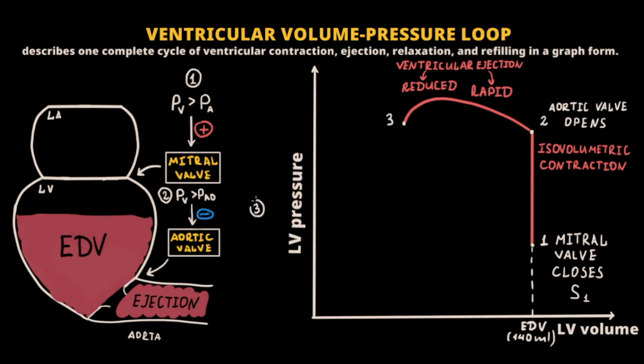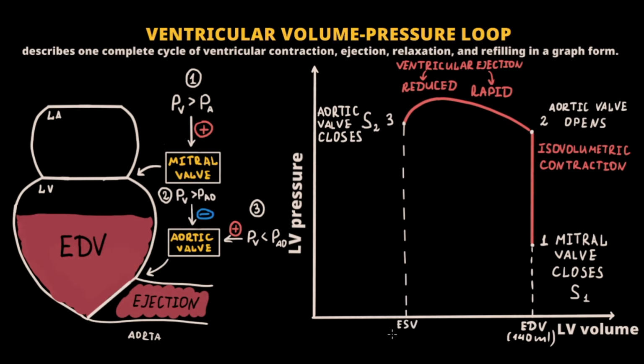At point 3, ventricular pressure decreases below the aortic pressure, which leads to closing of the aortic valve. Closing of the aortic valve produces the second heart sound. The volume remaining in the ventricle at point 3, or at the end of systole, is called end-systolic volume. Usually it is equal to 70 ml. The width of the pressure volume loop is the volume of blood that was ejected, or stroke volume. So stroke volume is the difference between the end-diastolic volume and end-systolic volume. In this case, it is equal to 70 ml.